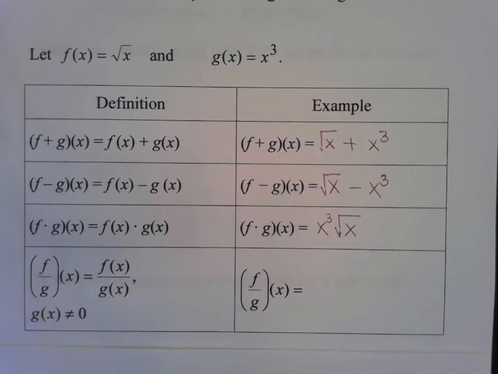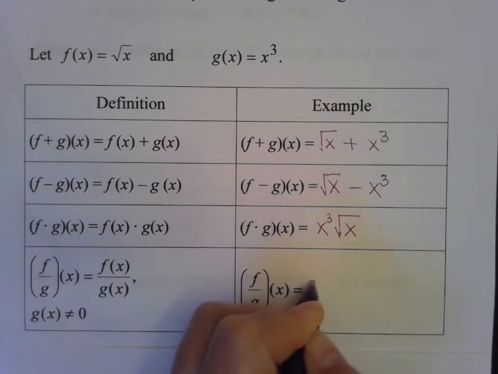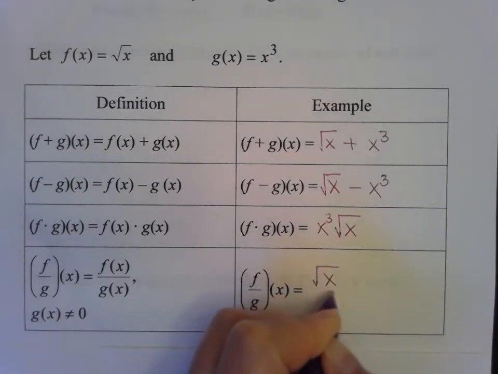Okay, and then the last function is the quotient function, where we divide f of x divided by g of x. Anytime we do division, right, we want to make absolute sure that we're not dividing by 0. So we have the little addendum here that says, okay, I can do this as long as g of x is not equal to 0. Okay, so for our particular example, this means we have the square root of x divided by x cubed.